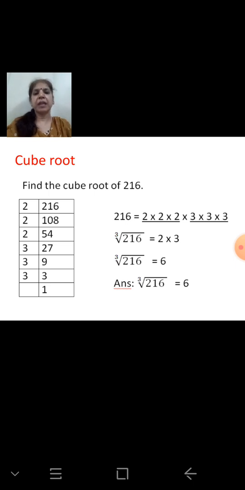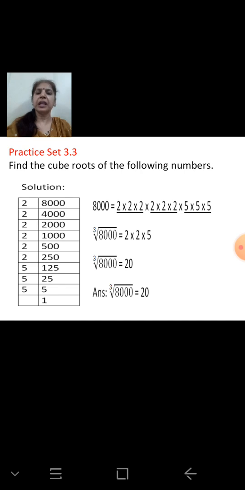Now we will be starting practice set 3.3. Question is, find the cube roots of the following numbers. First one is 8000. So what will we be doing? We'll be drawing a standing line. Write 2 and to the right write 8000. The way it is done here.